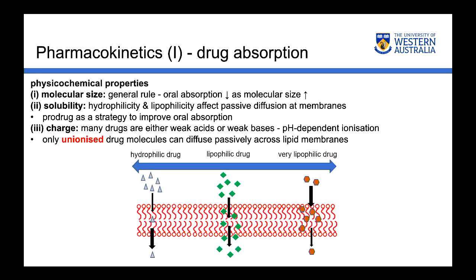Now this shows three examples of how the solubility of a drug can determine how a drug moves. For a hydrophilic drug, you will see that it hardly gets through the lipid cell membrane because of a lack of lipophilicity. For drugs that are reasonably lipophilic, they can move across the cell membrane quite easily. But for drugs that are very lipophilic, they can move across the cell membrane, but they may get stuck there.